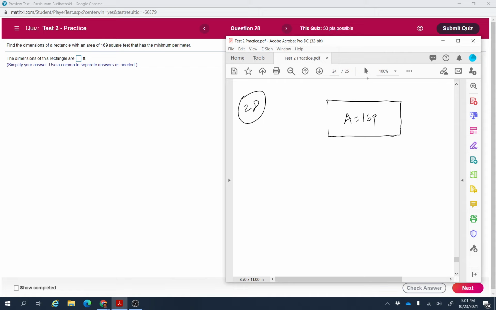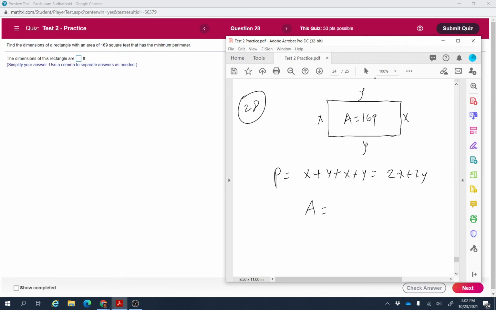So for the perimeter, let's say one side of the rectangle is x and the other side is y. Opposite sides are always equal, so the perimeter is x plus y plus x plus y, meaning it's 2x plus 2y. That's the perimeter function. Now we need to find when this perimeter would be minimum, but for that we need to change one of the variables into the other, and we can do that by using the area.